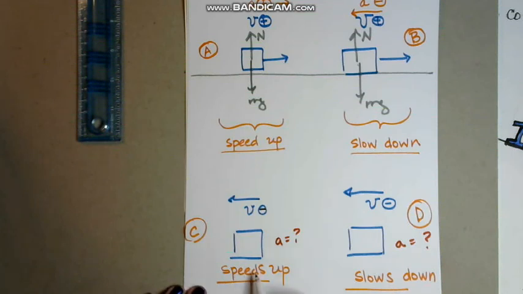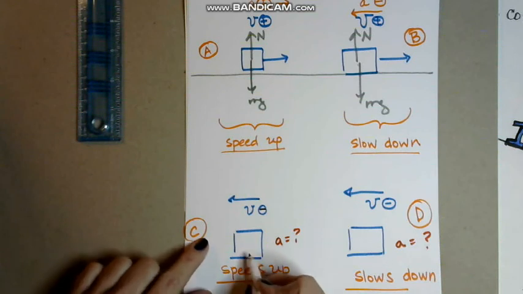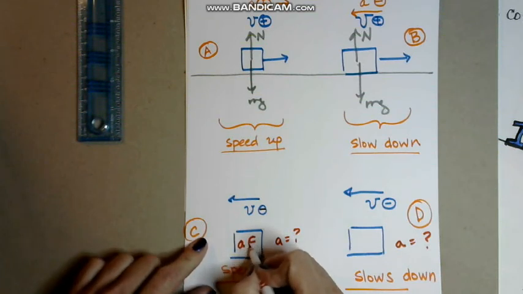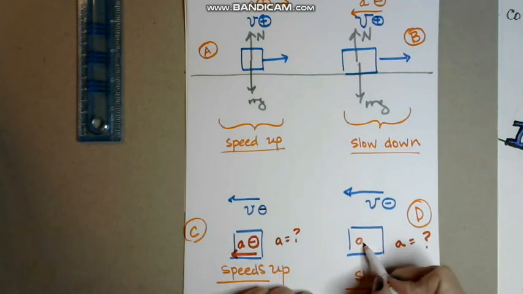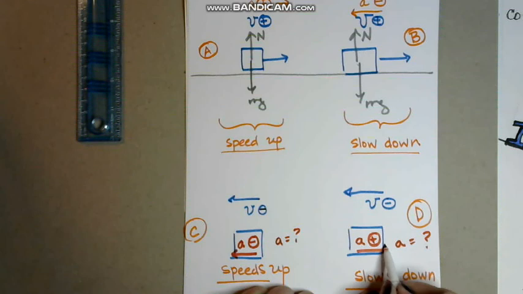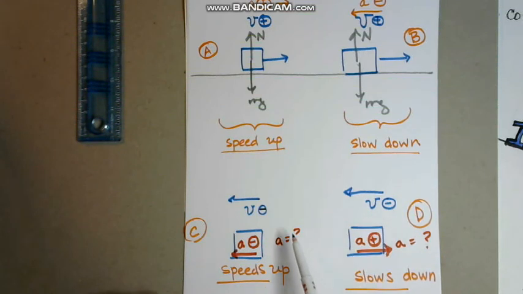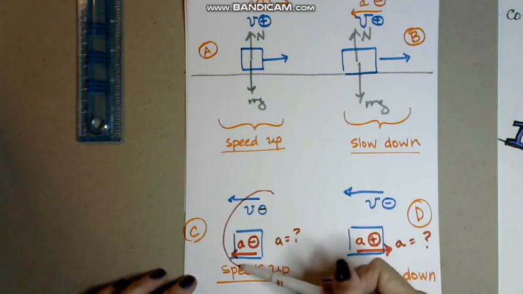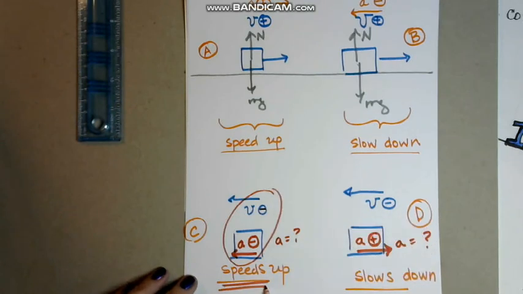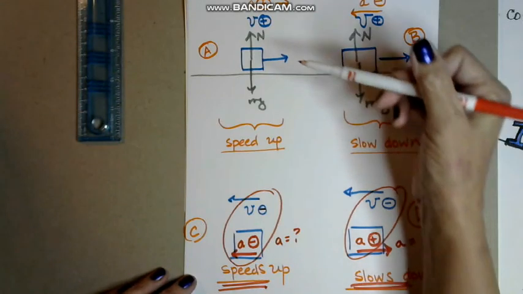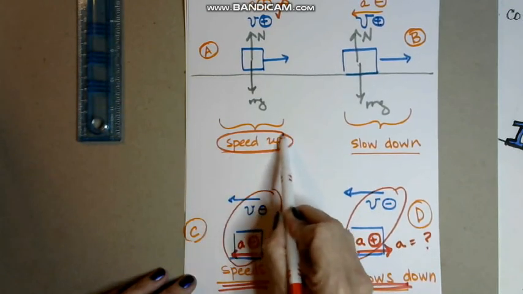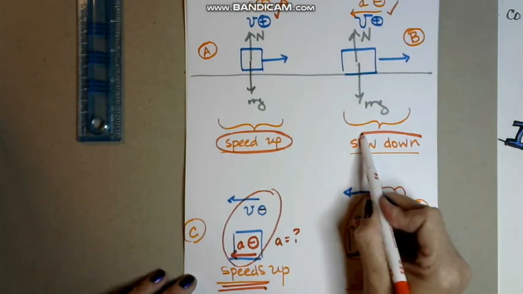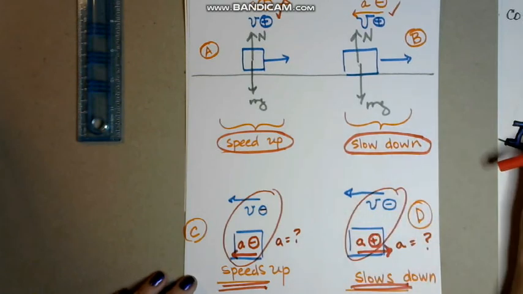Are you surprised to learn that if it is speeding up, the acceleration is actually negative? And if it slows down, the acceleration is actually positive. Why? If the signs are the same, it speeds up. If the signs are opposite, it slows down. It is really that simple.